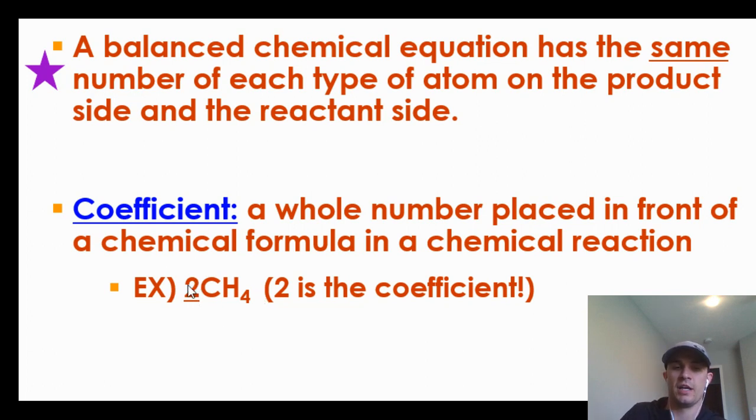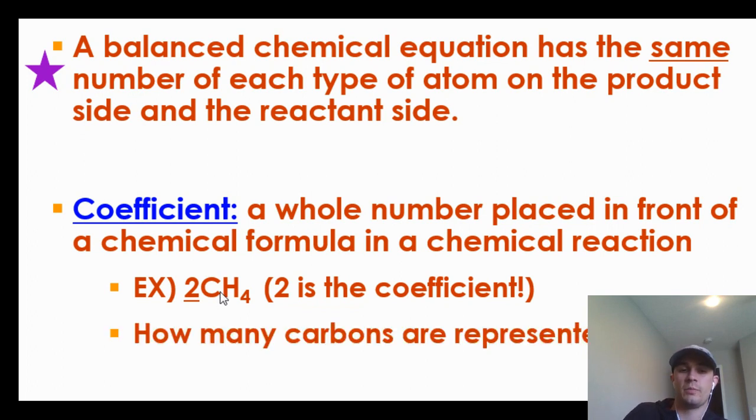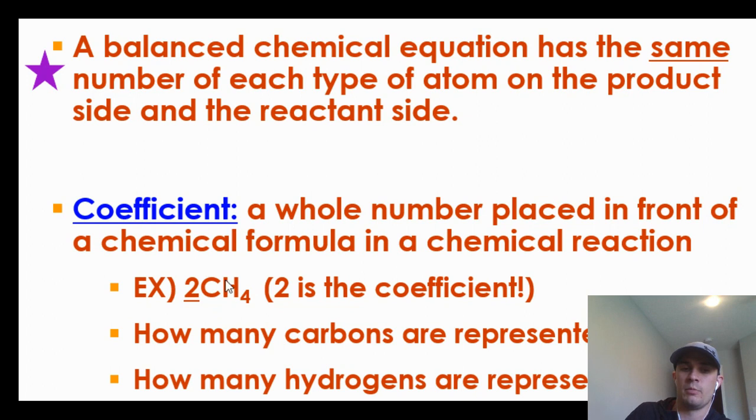And so I can place a little 2 in front of this. This 2 is the coefficient, and it's like a multiplier. It's like saying I have 2 CH4 molecules. That's 2 C's and then 8 H's. So how many carbons are represented here in this 2 CH4? Well, I have 1 in my methane molecule, but I have 2 methane molecules, so I have 2 carbons. And then how many hydrogens? Well, 4 times 2 molecules, right? So I end up with 8 hydrogens total.